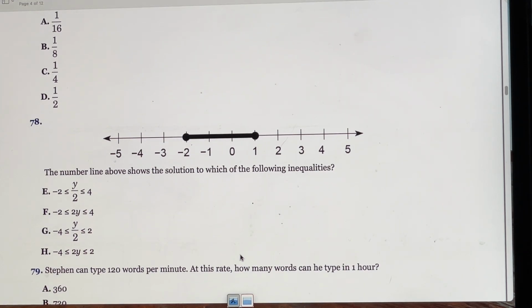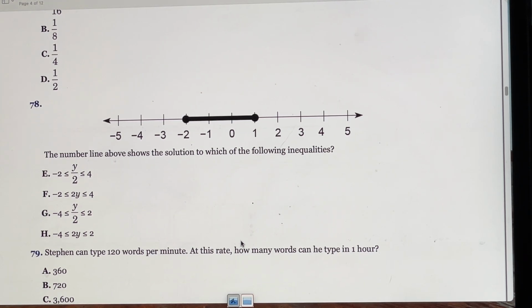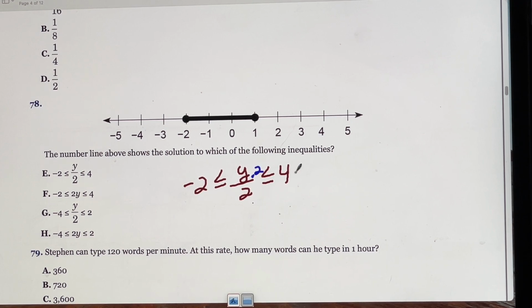The number line above shows the solution to which of the following inequalities. So the problem here is that you have to get rid of the 2, the denominator, and see which one it is. So let's start with E. Negative 2 less than y over 2 less than 4. This is a compound inequality, right? So all you gotta do is multiply everybody by 2. So the y is by itself. So I get negative 4 less or equal to y less or equal to 8.